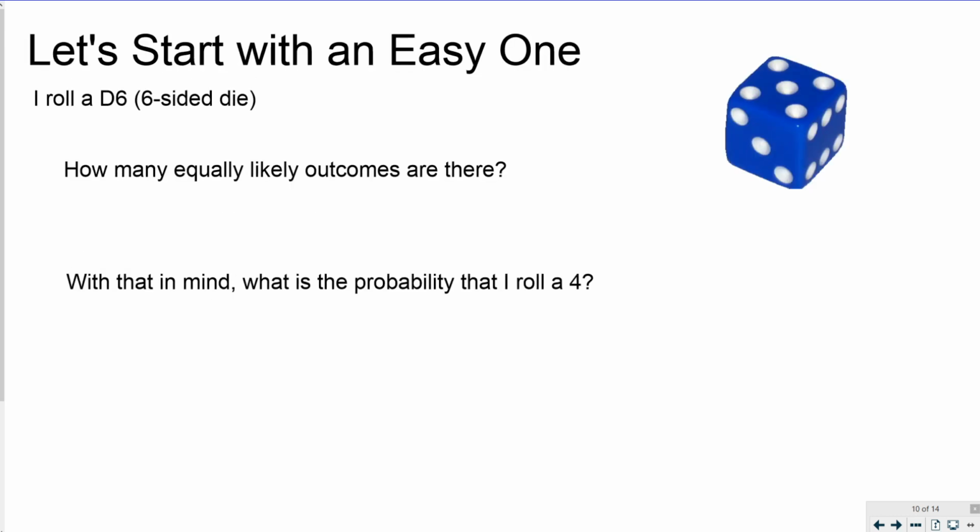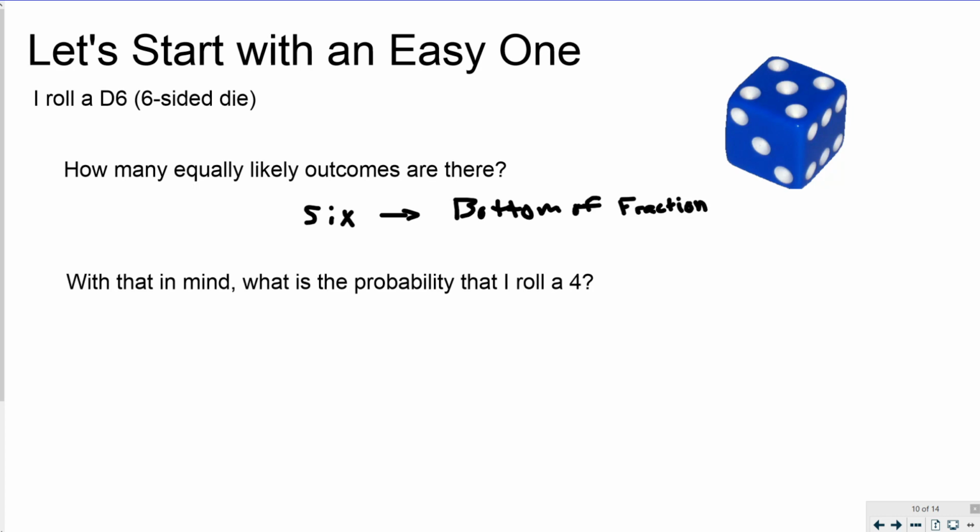So we're going to start with an easy one, okay? I roll a d6. That's a common abbreviation for 6-sided die. How many equally likely outcomes are there? So again, 6-sided die, 6. This is the bottom of the probability fraction. This is what you consider when you start talking about the bottom, or your total chances. This 6 is the total number of equally likely outcomes.